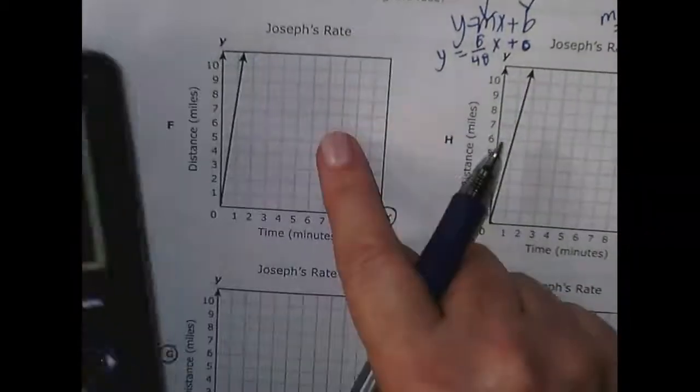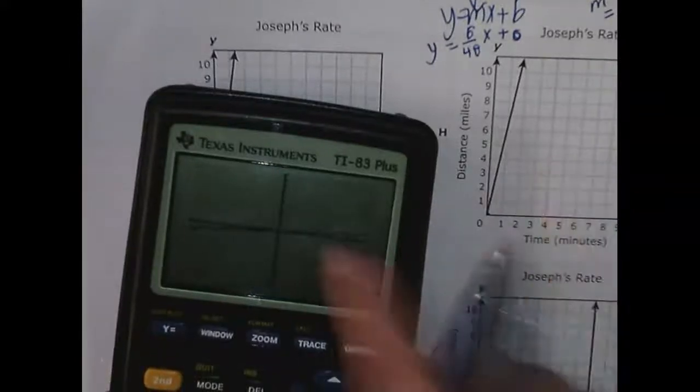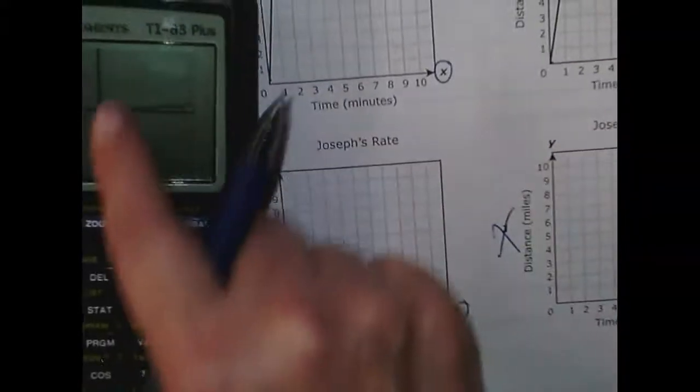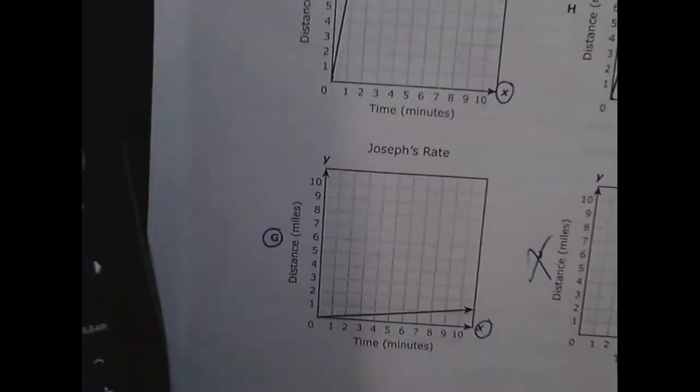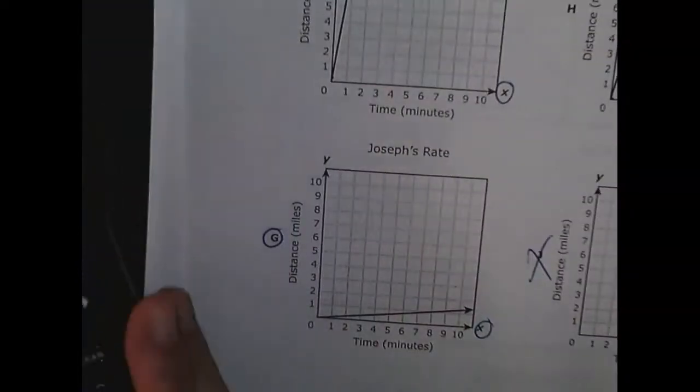That definitely doesn't look like that one. And that doesn't look like that one. And I wasn't sure where this crossed right here. But if that one's wrong and that one's wrong and that one's wrong, you should pick G. That's what I would do.